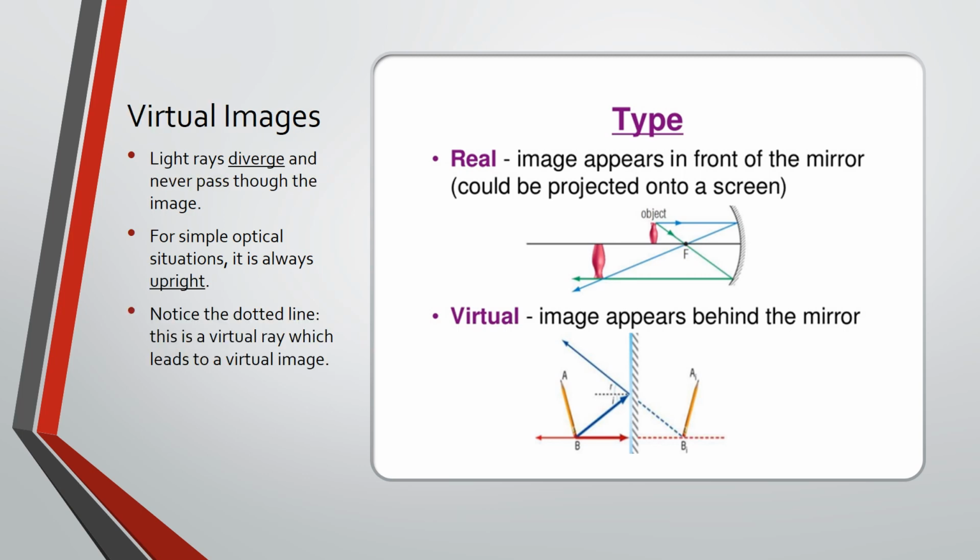Virtual images are where the light rays diverge once reflected and never pass through the actual image. For simple optical situations, it is usually upright. Notice the dotted line on the other side of the plane mirror there. This is a virtual ray, which leads to a virtual image.